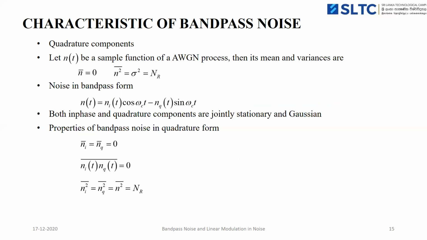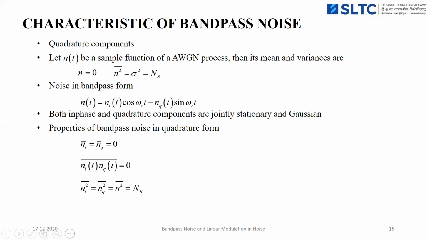Next, coming to the topic characteristics of bandpass noise. Already in the previous session we studied bandpass noise. When white noise passes through a bandpass filter, bandpass noise occurs in the communication system, especially at the receiver. We can represent the bandpass noise in various forms, like quadrature form or envelope and phase form. Now we see the bandpass noise in quadrature form.